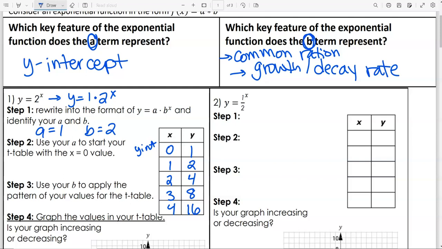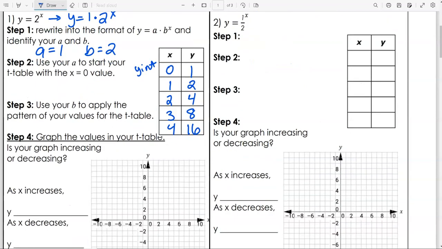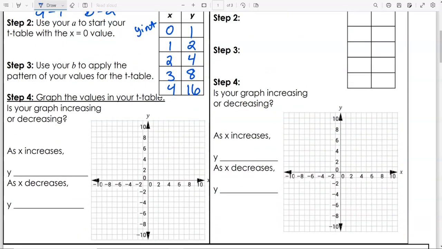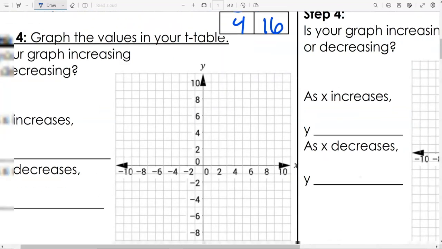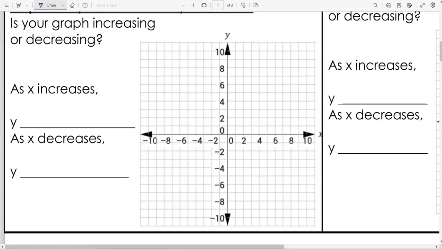So 1 times my b value of 2 gave me 2, times my b value of 2 gave me 4, and so on. All right, now let's graph some of these points. We're starting here at 0, 1. I'm going to zoom in so we can see it a little bit better. X is 0, y is 1. That's our y-intercept. Then we had the point 1, 2. Then we had 2, 4. We had 3, 8. And then 4, 16 kind of went off the grid like that.